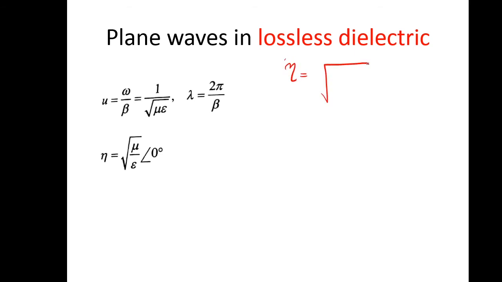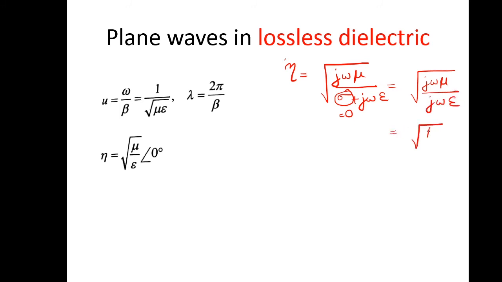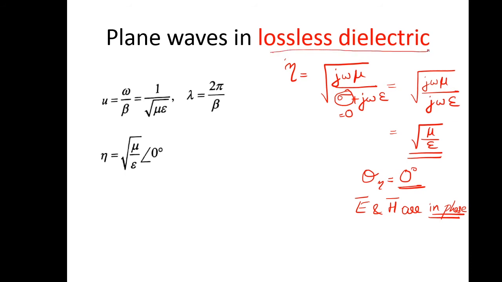Intrinsic impedance eta will be square root of j omega mu divided by sigma plus j omega epsilon. So here in lossless dielectric, what happens? Sigma will be equal to 0. So this can be written as square root of j omega mu divided by j omega epsilon. So it will be square root of mu by epsilon, and this is a complete real quantity, right? The imaginary part is 0. So you can write theta eta as 0. So E and H, E leads H by angle theta eta. So this means they are in phase. Only in case of lossless dielectric, E and H are in phase because theta eta is 0. Intrinsic impedance value eta will be square root of mu by epsilon.